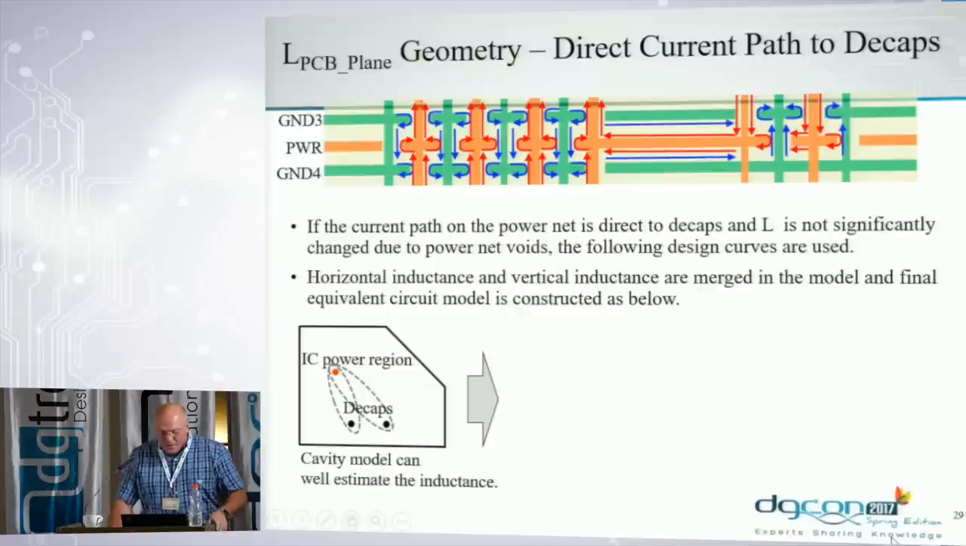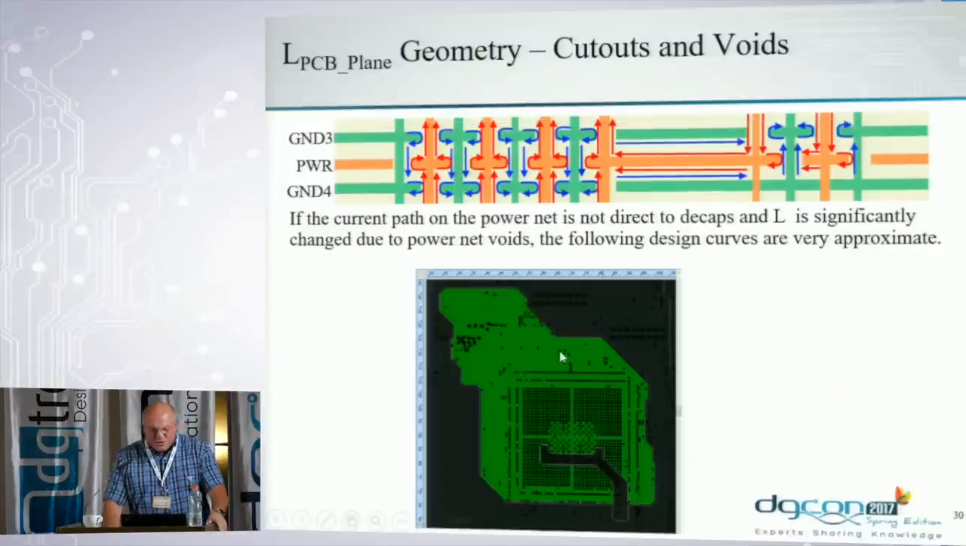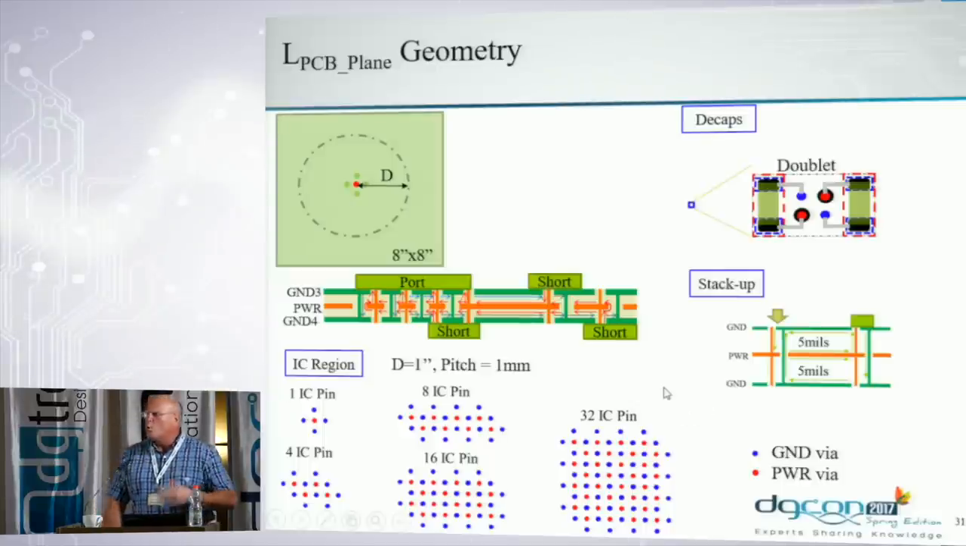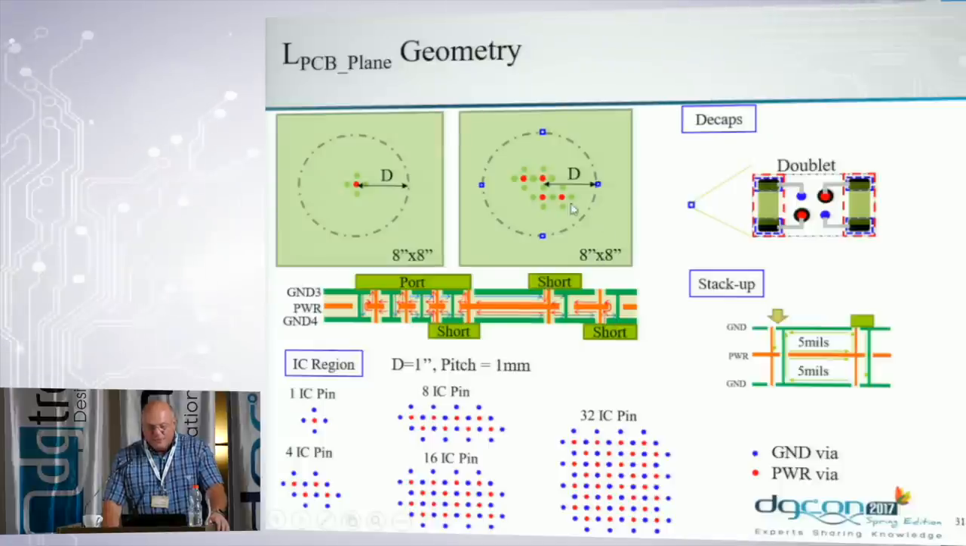But when we have something that looks a little bit more like this, in this particular geometry, the decoupling capacitors are mostly over here, and then this is just a high pin count package, and then we have a void, some slots cut in here for whatever reason. For these kinds of geometries, the calculations that I'll show you aren't going to be typically very good. And we're working at doing something else.